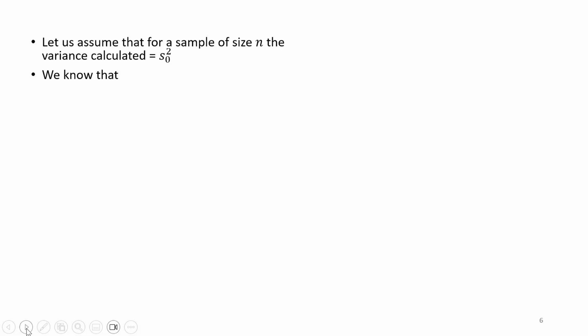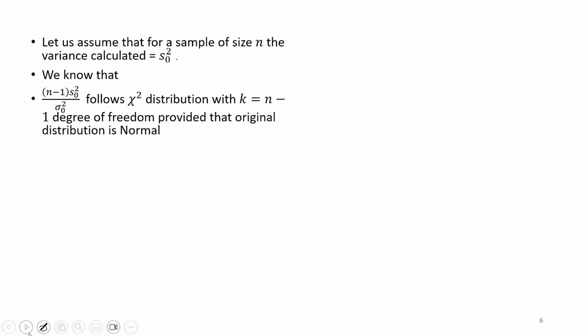Let us assume that we take a sample of size small n, and the variance that we calculated is s squared. We know that this particular ratio, n minus 1 s squared by sigma squared 0, follows a chi-square distribution with n minus 1 degrees of freedom, provided the original distribution is normal.